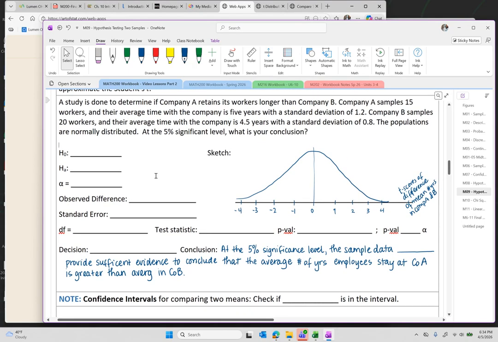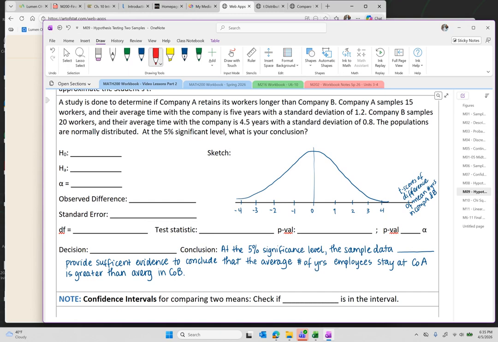A study is done to determine if Company A retains its workers longer than Company B. Company A samples 15 workers, and their average time with the company is 5 years with a standard deviation of 1.2. And Company B samples 20 workers, and their average time with the company is 4.5 years with a standard deviation of 0.8. And the populations are normally distributed, and we want to do a hypothesis test to determine whether Company A retains its workers longer than Company B.